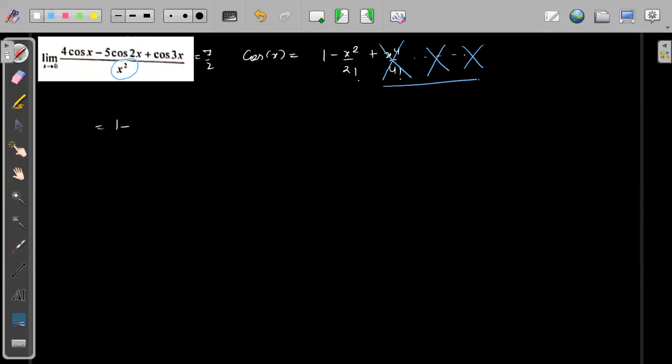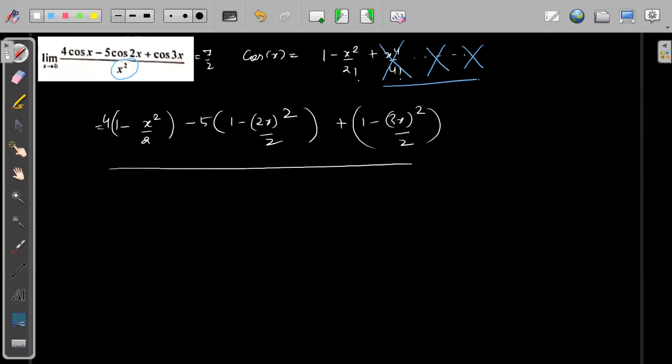this will become 4 into 1 minus x square by 2, minus 5 into cos 2x. Cos 2x will become 1 minus 2x whole square by 2, plus cos 3x, so this is 1 minus 3x whole square by 2, divided by x square. So this is 4 minus 5 plus 1. So this and this will get cancelled. This is limit of x tending to 0.